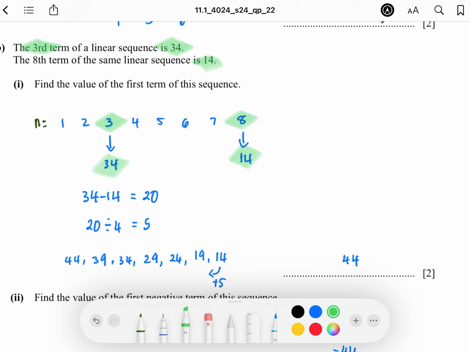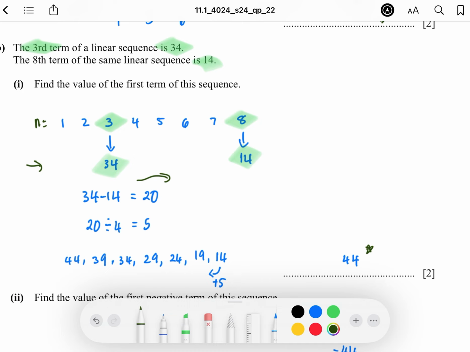Yeah, that could work because the numbers are decreasing. That means the number at the beginning should be bigger than 34 and 14. So it could be 50. 50, that is correct. So how did this person do it?